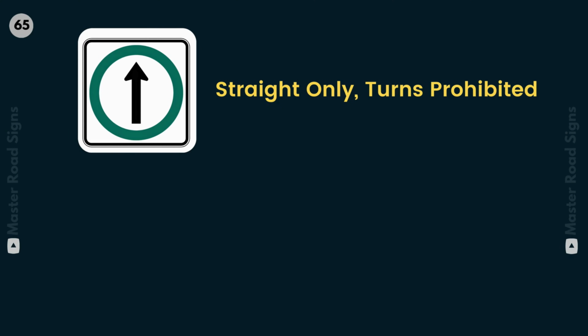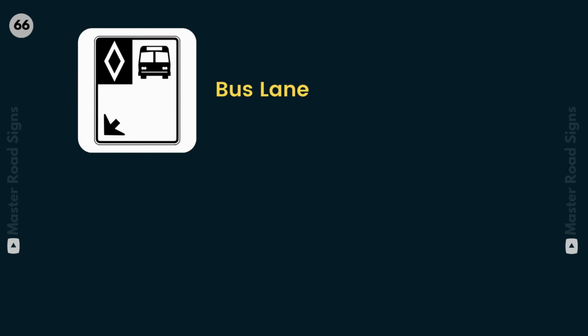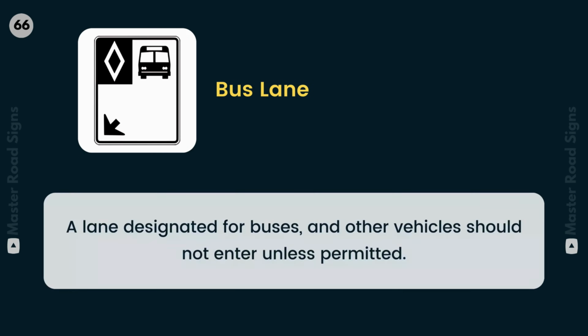Straight only, turns prohibited. Indicates that drivers must continue straight ahead and cannot turn. Bus lane sign. A lane designated for buses, and other vehicles should not enter unless permitted.